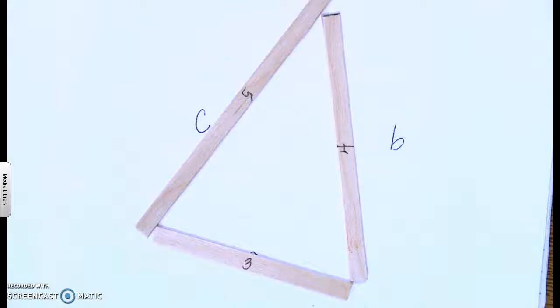So once again, if your c squared is bigger than a squared plus b squared, you have an obtuse triangle. If your c squared is less than a squared plus b squared, then you have an acute triangle.